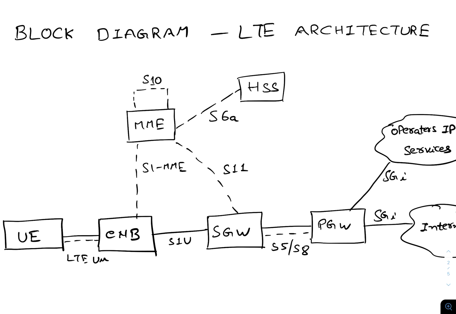Suppose you request a link, suppose CNN.com, how does the data packet travel from the internet, from the CNN.com server, through all the gateways, the P gateway, the S gateway, the eNode B, to your device? How does the data packet take its way from the internet to your UE through all the gateways? Let's start the lecture.